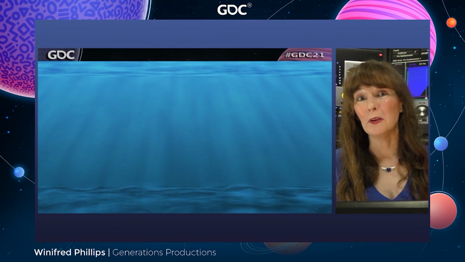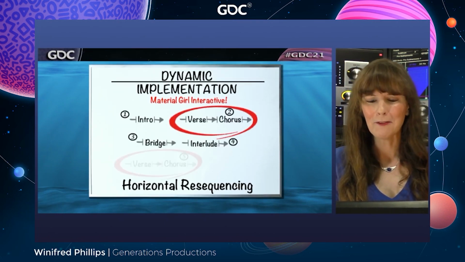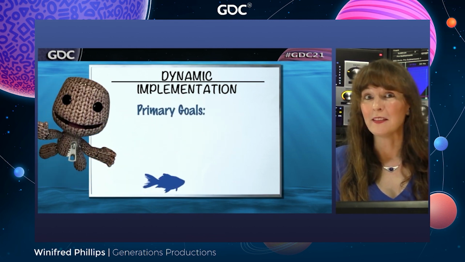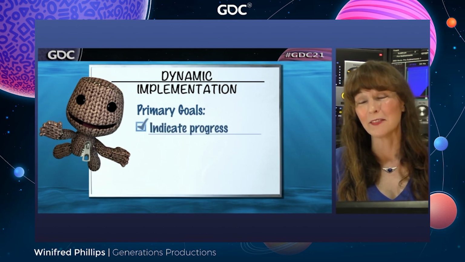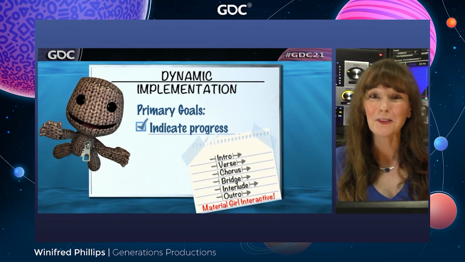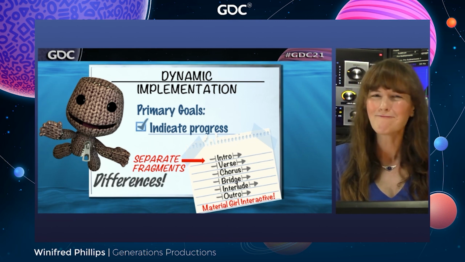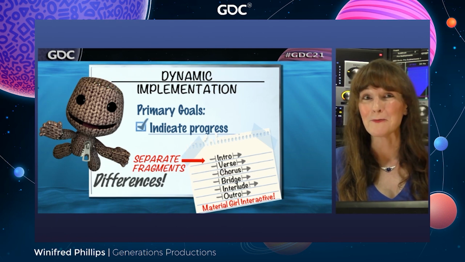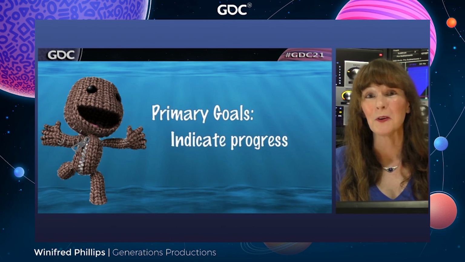You can see how the music provides a sense of reward. As Sackboy progresses through the level, the music advances to reveal new content. A dynamic music system such as this one has the primary goal of indicating progress through the level. In the case of Material Girl, the advantage of song structure is that it provides well-defined segments that are inherently dissimilar. So jumping from one segment to the next feels very dramatic. We're meant to notice what's happening. It's actually part of the reward.